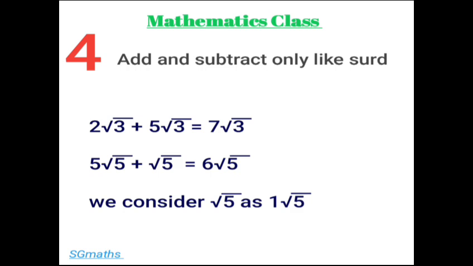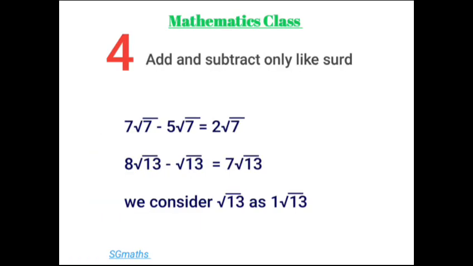We're able to get 6 root 5 because here we consider root 5 as 1 root 5. There is 1 here. There is 1 in this place. So that 5 plus that 1 will give us what? 6. And that's how we have 6 root 5. Okay, let's move on.